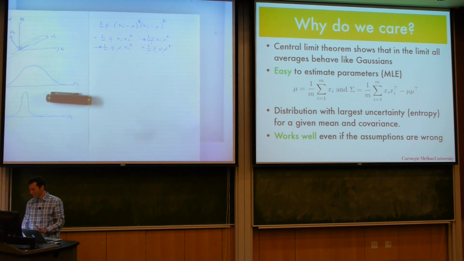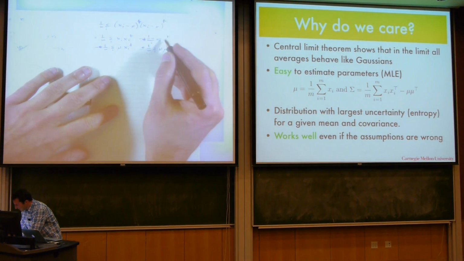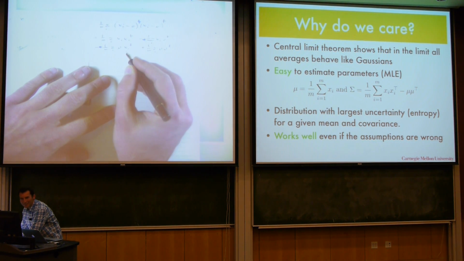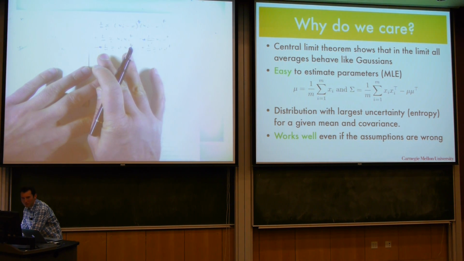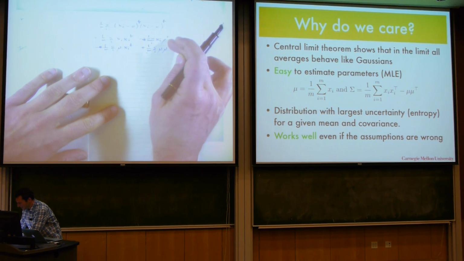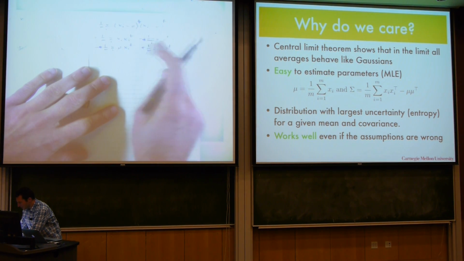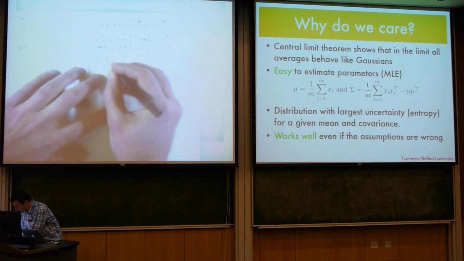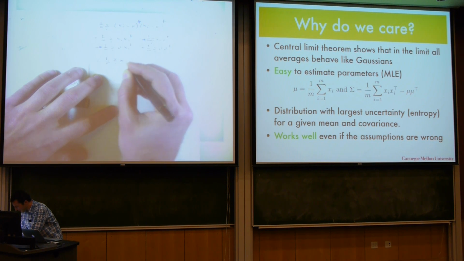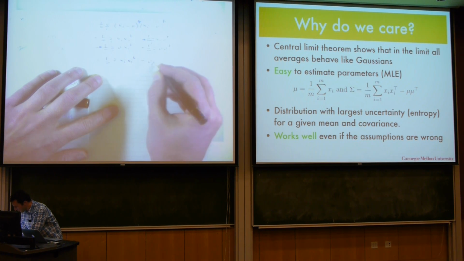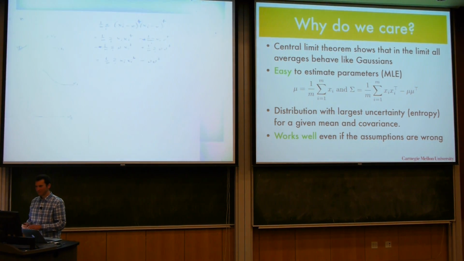So now, does anybody know what these terms are? I know my handwriting's awful, but what is it? Mu transposed, right? This is also mu transposed. And so we have minus 2 mu mu transposed plus mu mu transposed, which gives us exactly what we wanted: 1 over m, sum over i, xi xi transposed, minus mu mu transposed. That's how you get there.